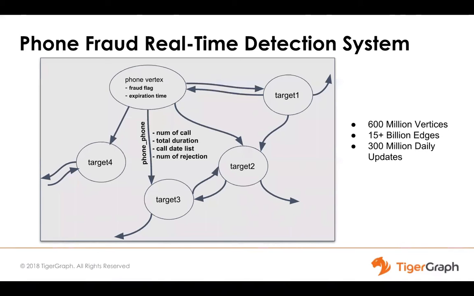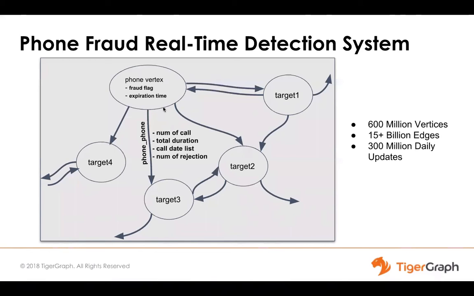So instead, what we did is we built an aggregate edge. On this edge, we record the number of calls between those two phones and also the total duration of those calls. And we have a list to record the recent days that those two callers are contacting each other. And also we record the number of rejections. In this way, we can limit our edge numbers.